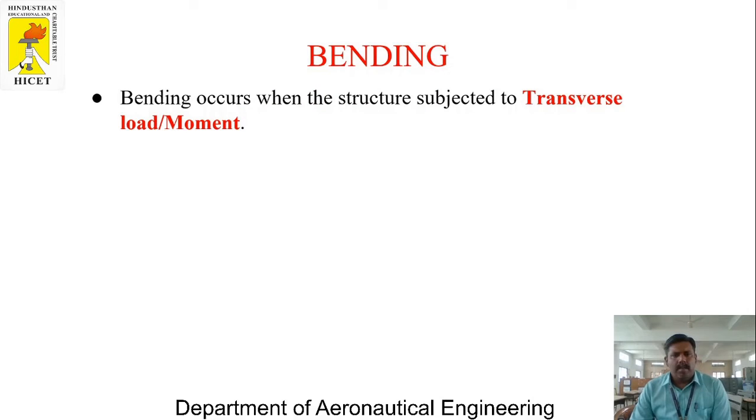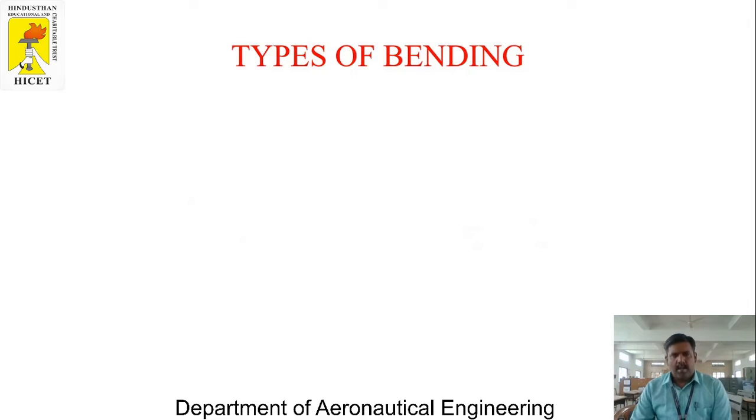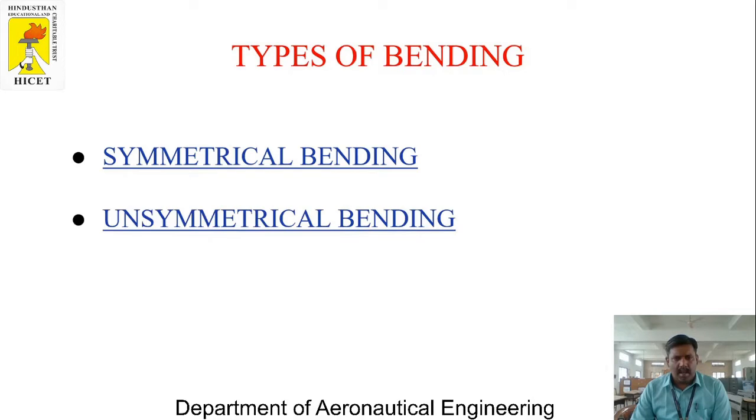Bending. Bending occurs when the structure is subjected to transverse load or moment at the ends. So in a beam, if a transverse load is applied, bending will occur. Or if you are applying a moment at the ends of the beam, bending will occur. Types of bending. There are two types of bending. First is symmetrical bending, and the second is unsymmetrical bending.